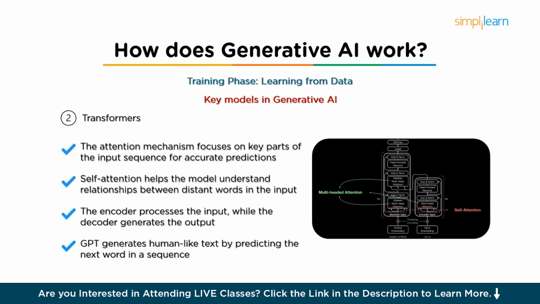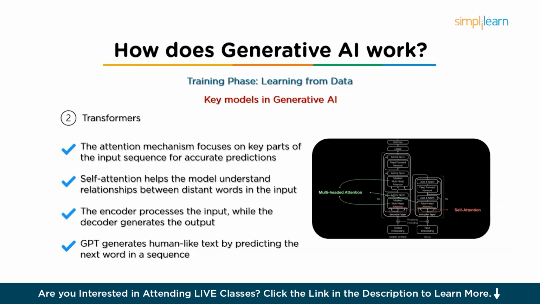And then we have the encoder-decoder structure. In many transformer models like BERT or GPT, there is a two-part structure. The encoder reads and understands the input, while the decoder generates the output. So the encoder takes a whole sentence and creates a representation of it, which is then passed to the decoder to generate the corresponding output.